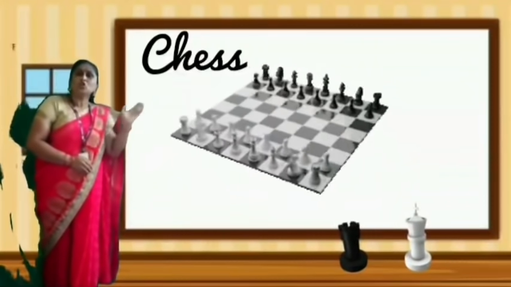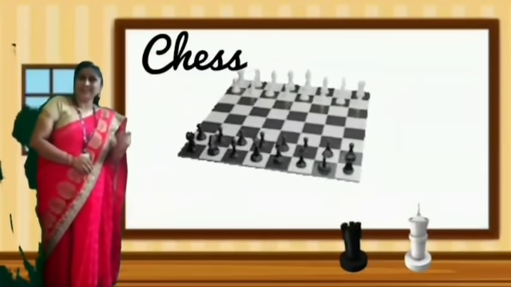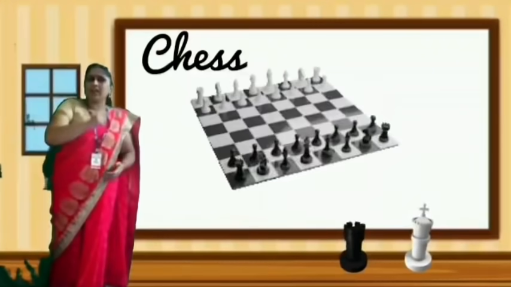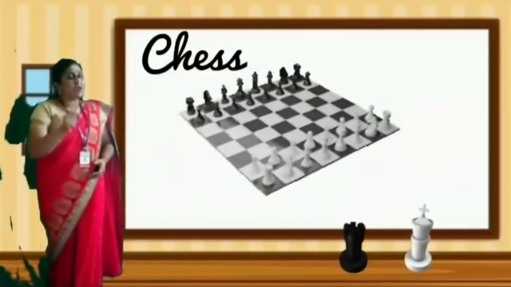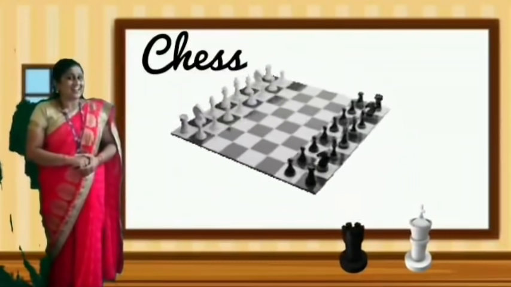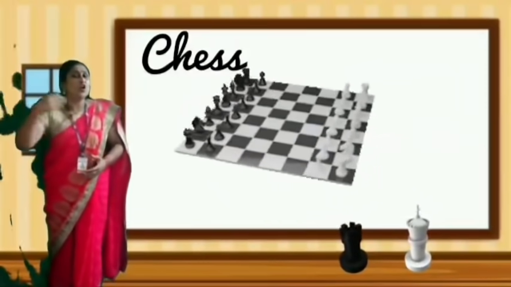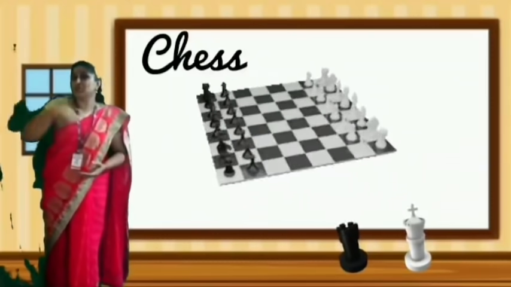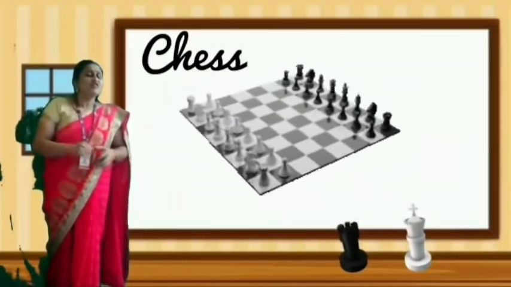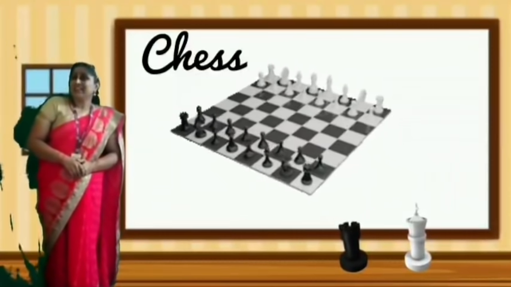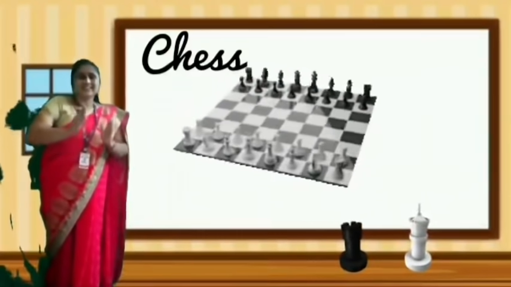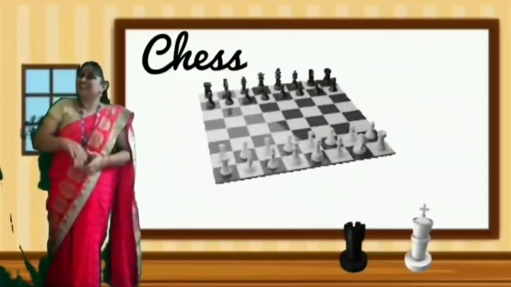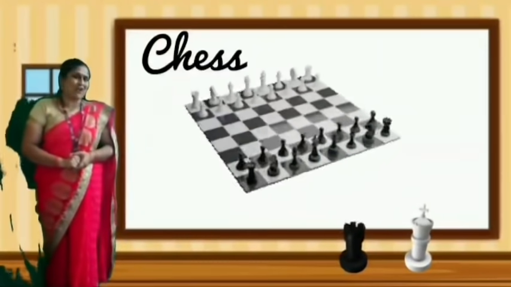Wizards, two rooks, one queen and one king. The goal of the game is for each player to try and checkmate the king of the opponents. Checkmate is a threat to the opposing king which no move can stop. It ends the game. My dear children, you are going to learn 5 lines about chess.